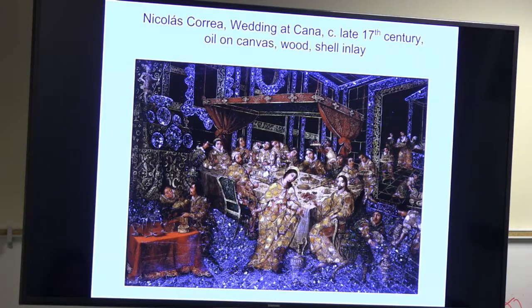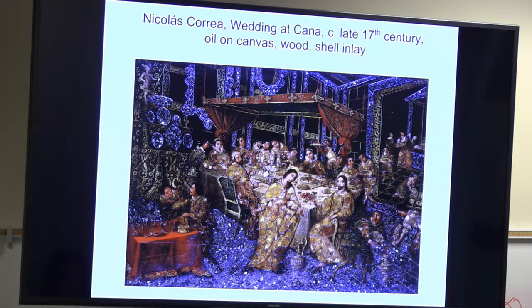But so Nicolás was Juan Correa's brother. Juan Correa is the superstar. Nicolás is not as famous, but he was an artist as well. And he did enconchado. This is of a series, Scenes from the Life of Christ. It's a narrative illustration, The Wedding at Cana. And these works are spectacular. They're visually just stunning.